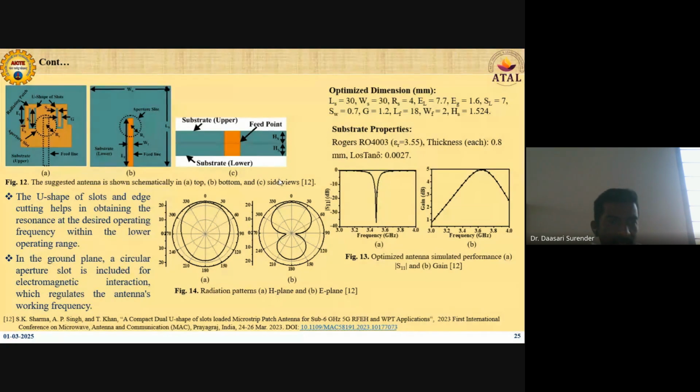So one more design is the dual U-shaped slots. U-shaped slots and edge cutting help in obtaining the resonance at the desired operating frequency here.